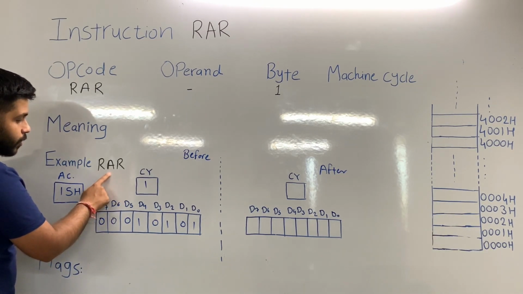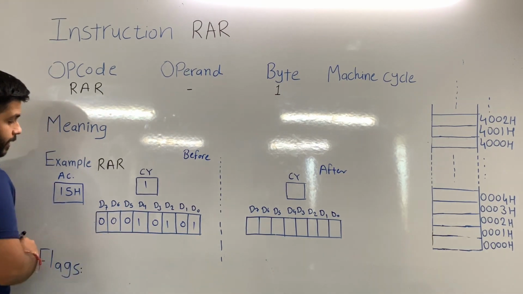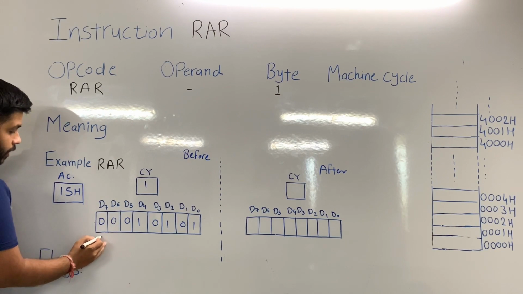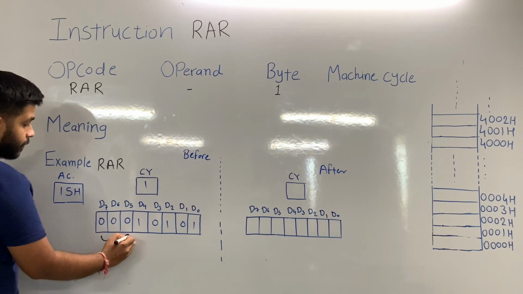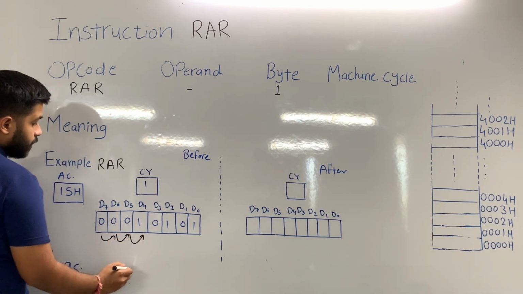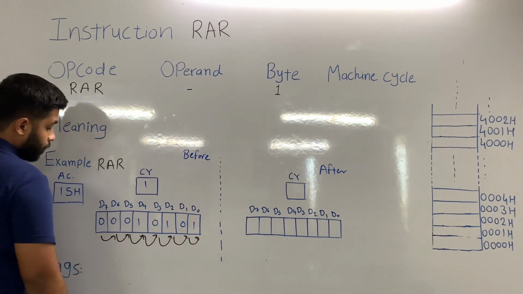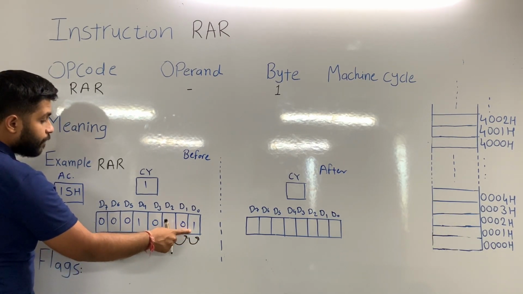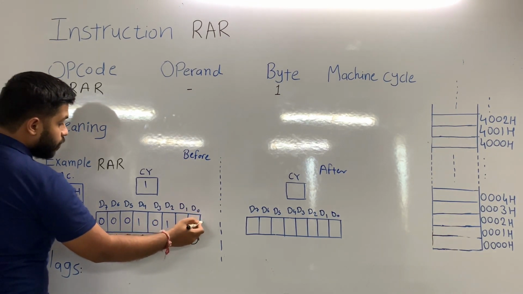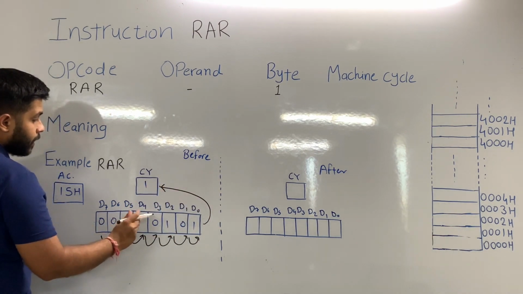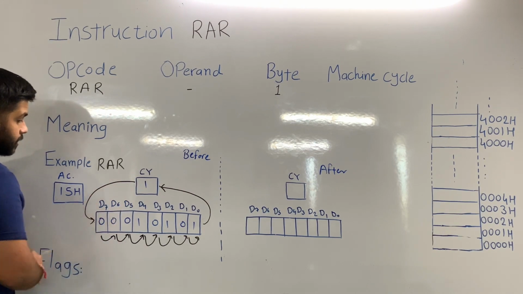When this instruction is executed, all the bits in the accumulator will be shifted towards right side. So the content of D7 will be shifted to D6. The content of D6 will be shifted to D5. Then content of D5 will be shifted to D4, D3, D2, D1 and D0. What will happen to the content of D0? The bit which is present in D0 will be shifted to the carry, and whatever content is present in the carry will be shifted to D7.